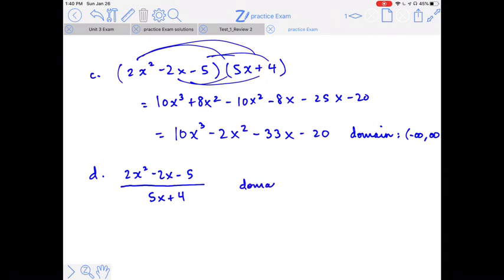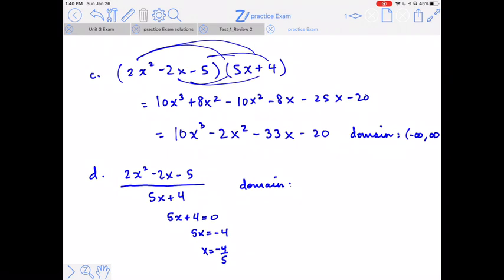Now for part D, however, the domain is going to have a restriction because right here in the denominator, we can't divide by 0. So what we need to figure out is what's going to make 5x plus 4 equal 0. And whatever that value is, we exclude it from the domain, we take it out. So if we were to solve this, negative 4/5 is what makes the denominator 0.